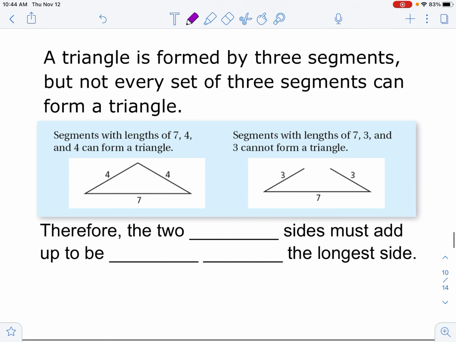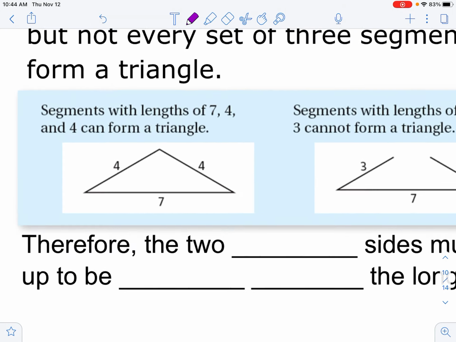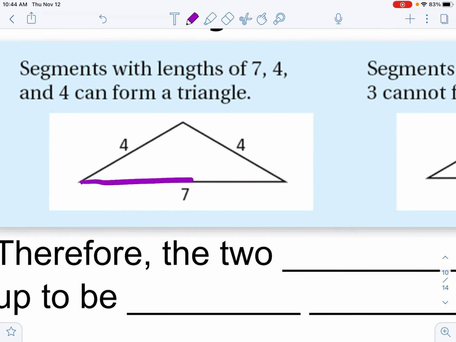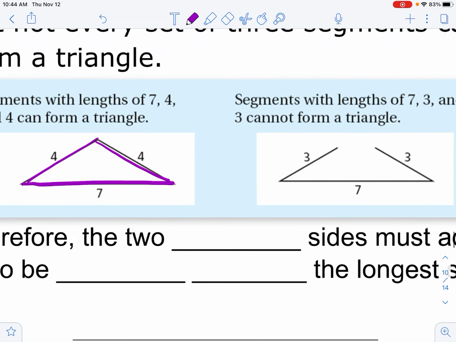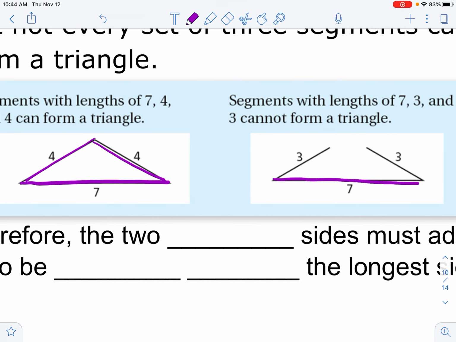Okay. All right, the next thing we have to talk about is that if I give you three numbers and I say there are three sides of a triangle, not necessarily always true. A triangle is formed by three segments, but not every set of three segments can form a triangle. So if I have a triangle that looks like this first triangle right here, this bottom part's 7, and this is 4, and this is 4, that will form a triangle. But if I have a triangle where this bottom part is 7 and these sides are only 3 and 3, they're not going to touch.